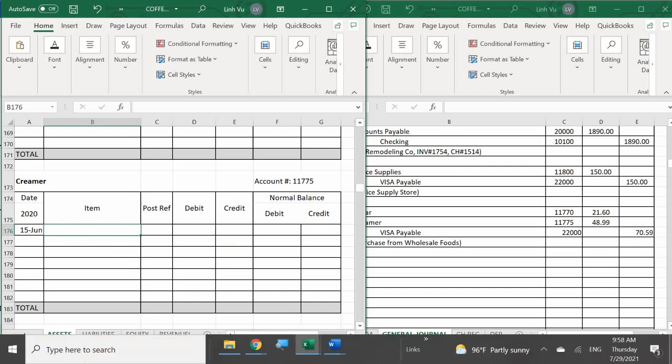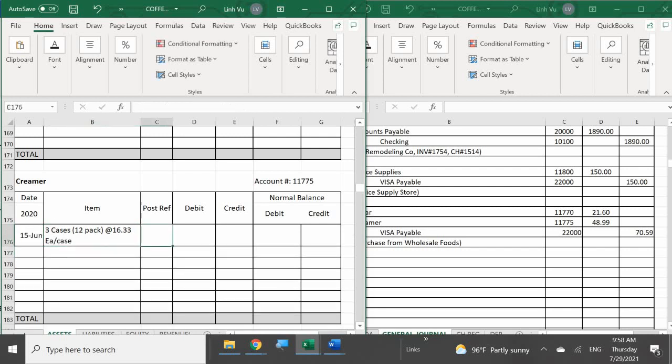So in this case we bought 3 cases, 12 pack, which cost $16.33 each case. And your post reference number would be G5, General Journal 5. You have a debit for $48.99. And then under normal balance, $48.99. Good.